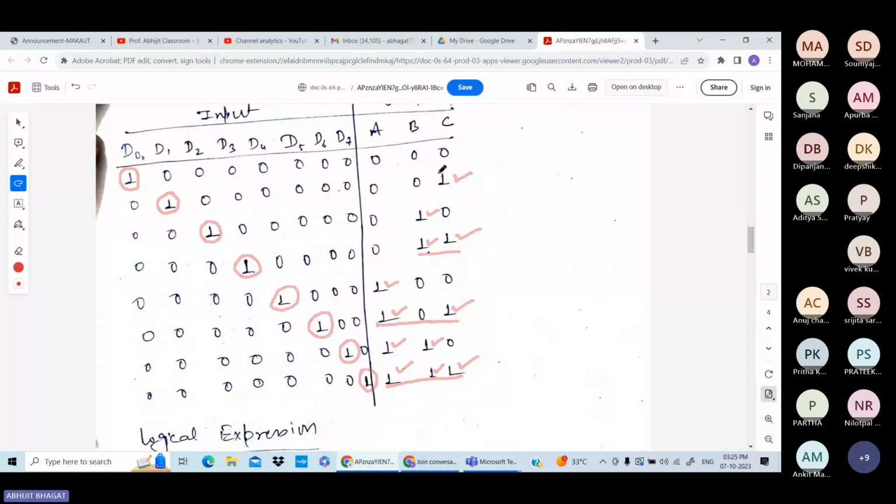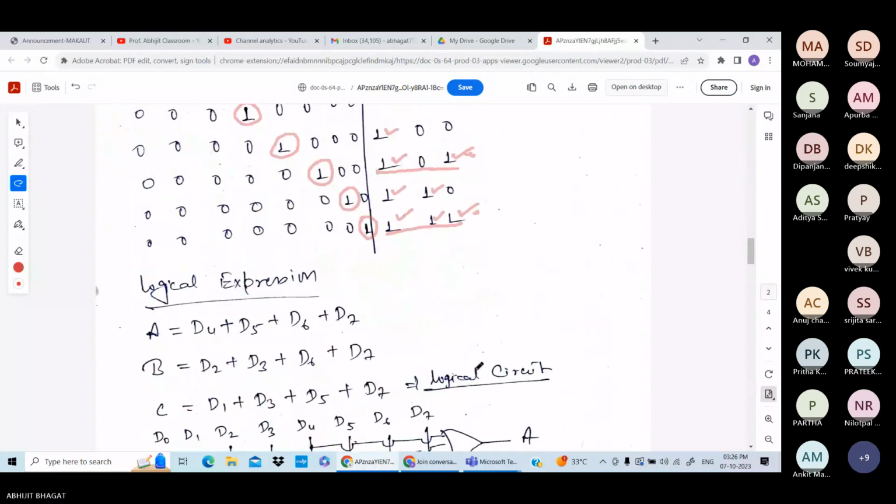for C at this position 1. So at this position it is D1. At this position it is what? D3. At this position it is D5. At this position it is D7. So your C will be, you can see, D1 plus D3 plus D5 plus D7. So this is the logical expression for ABC.